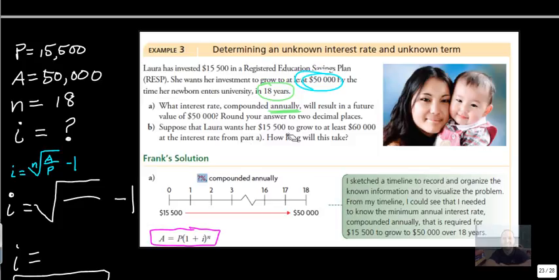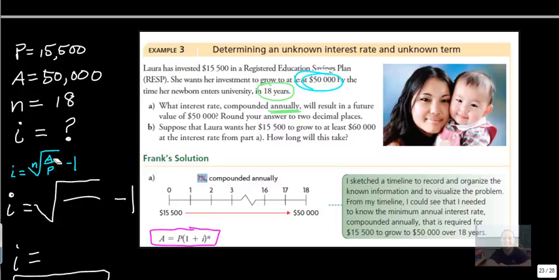Let's just take it a bit here. What interest rate compounded annually? So she's got 15,500, she wants it to grow to 50,000, and we've got n right here. We can fill everything in, and we can solve for i. The one that's missing is i, right? What interest rate? That's the question. So we're going to solve for i.